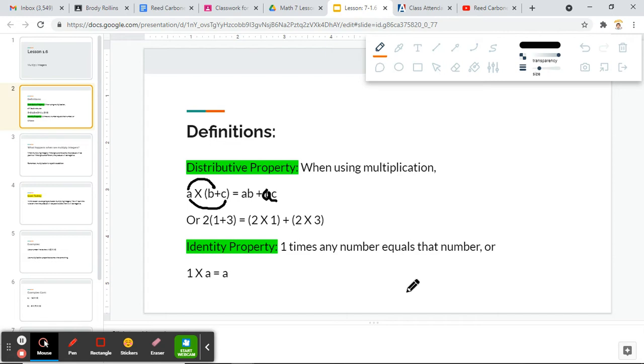So all we're doing is we're multiplying the number outside the parentheses times both numbers inside the parentheses. So with actual numbers here, if we have 2 times (1 plus 3), that would be equal to 2 times 1 plus 2 times 3. And those will come out to the same number.